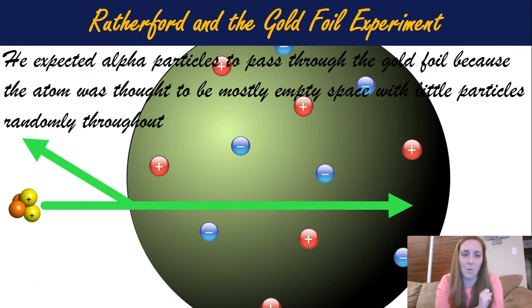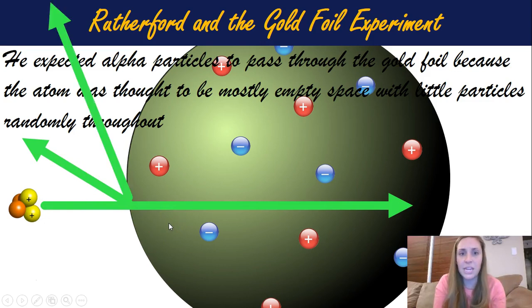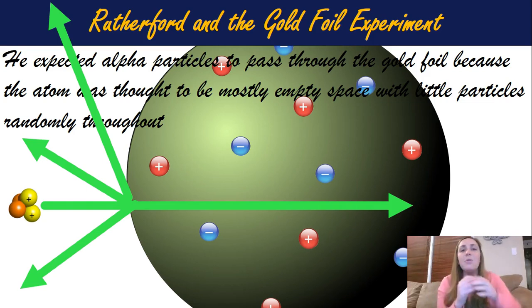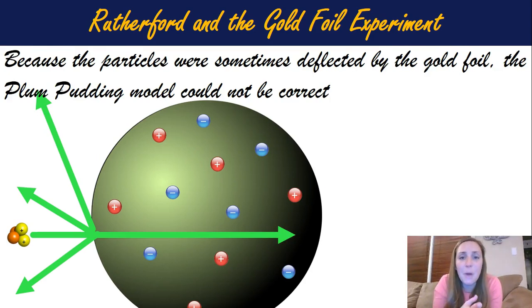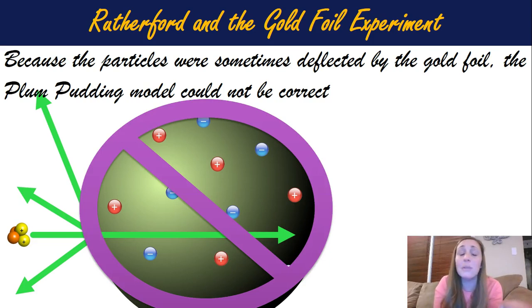But it didn't always happen that way. Most of the time, it went straight through. But once in a while, you had this deflection where the alpha particle hit and then went back here. Or sometimes you might have one of these or one of these. It was so shocking to Rutherford. It would be like if you took a gun and shot it at a tissue paper and the bullet came back and hit you. He was astonished. So because the particles were sometimes deflected by the gold foil, the plum pudding model couldn't be correct because it didn't work out the way they expected.